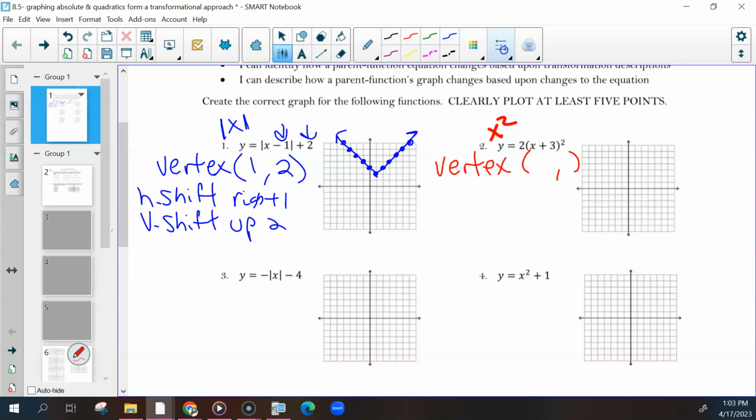Negative 3, 0. The number inside always goes first. There's nothing on the outside, so anytime you don't see a number, put 0. So that 2 has nothing to do with the vertex. We are going to use it though. So let's plot this point, negative 3, 0. That means it didn't move vertically, but it did shift to the left.